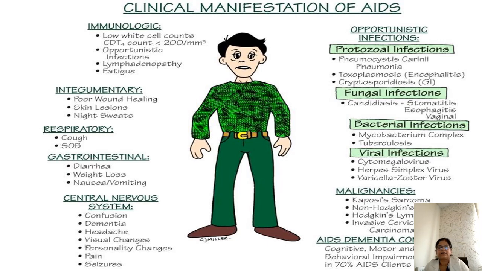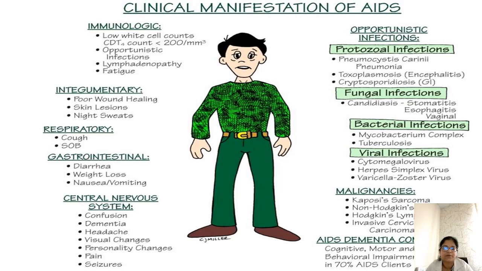So as a diagram, just to remember the clinical manifestations of AIDS in different organ systems and also in the immunological system. The criteria to call it AIDS would be low white cell counts, CD4 less than 200 per cubic millimeter, opportunistic infections along with lymphadenopathy and fatigue. Whereas skin, that is integumentary: poor wound healing, skin lesions and night sweats. Respiratory: cough and dyspnea. GI tract: diarrhea, weight loss and nausea, vomiting.